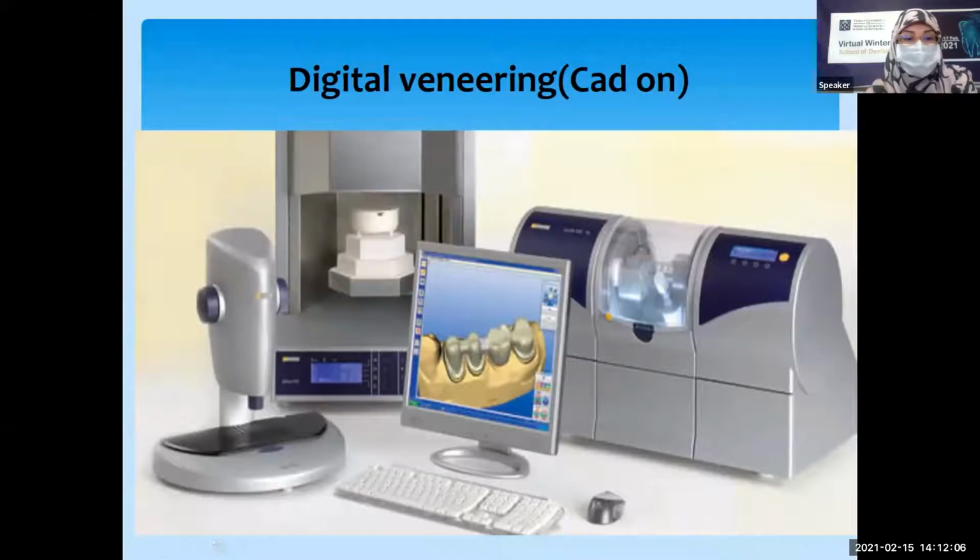We have a scanning part, where we scan the die or cast. After that, we use software to design the framework. Also in this technique, we use software to design the veneering ceramic. And we have milling parts, where we mill zirconia or any ceramic blocks. And finally, we have the sintering furnace. We put the framework or veneering ceramic in it, to improve the sintering results, giving a more dense zirconia framework.